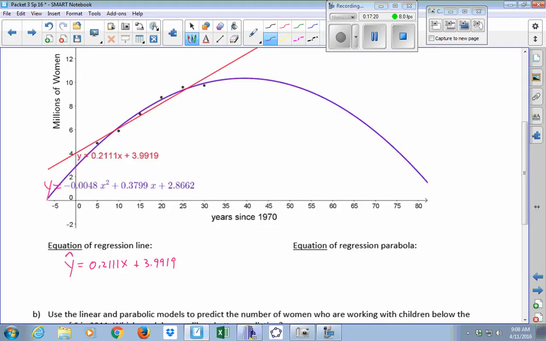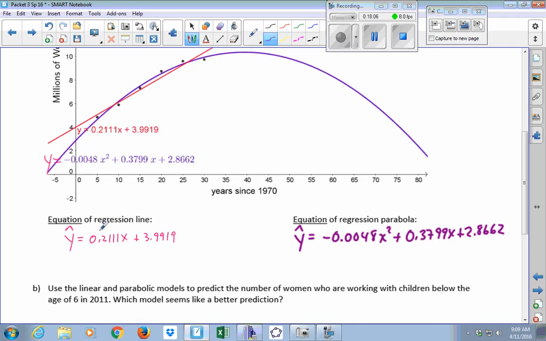So let's write the equation for our regression parabola. That is y hat equals negative 0.0048x squared plus 0.3799x plus 2.8662. Okay. So as you can see, and this is going to be one of the things we talk about later, the linear model is the simplest model you could have for estimation. The quadratic isn't that much more complicated, but it requires a little more work if you're doing it with your calculator by hand versus having a calculator or a computer answer these questions.